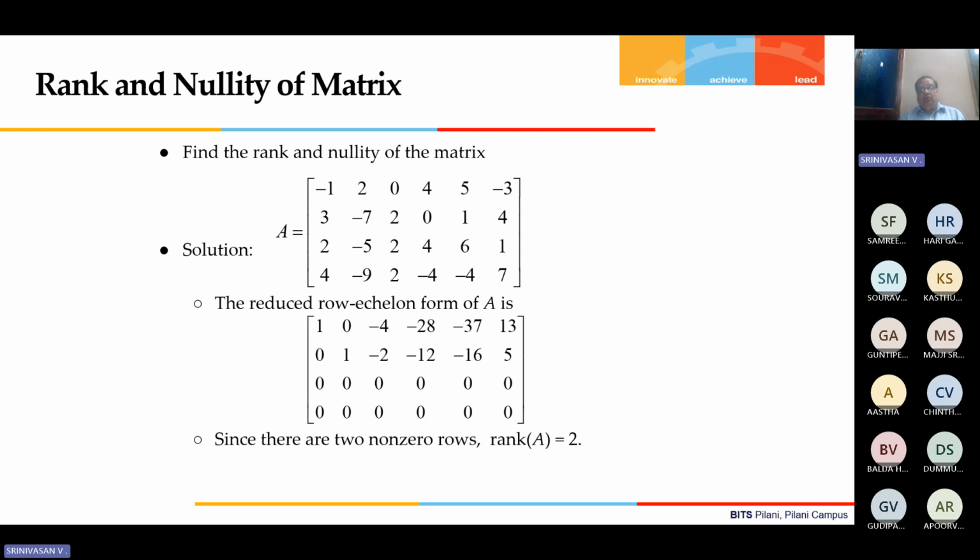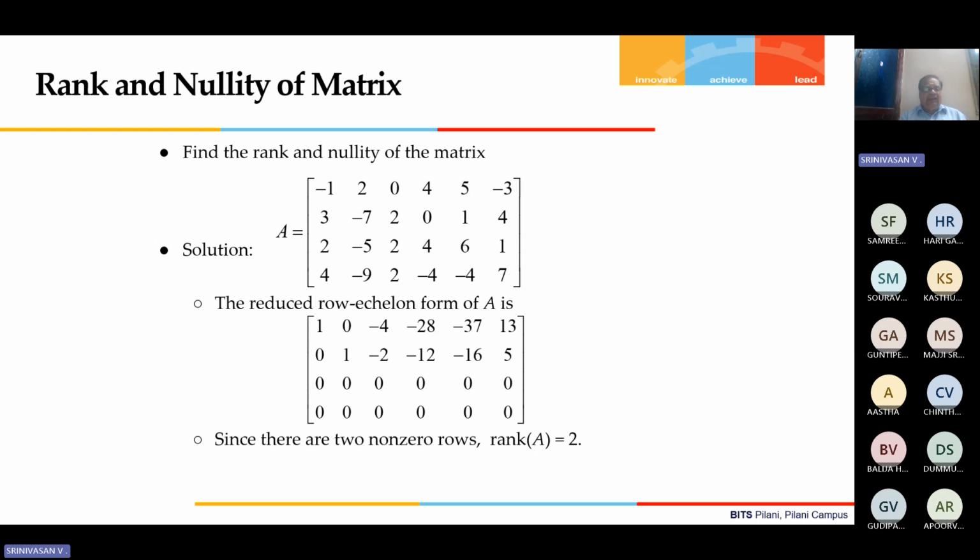The final reduced row echelon form of A is this much. Now, how many non-zero rows? This is only matrix A, no augmentation. Straight away, this is matrix A whose reduced row echelon form is this much. So there are only 2 non-zero rows. So rank of A is equal to 2.